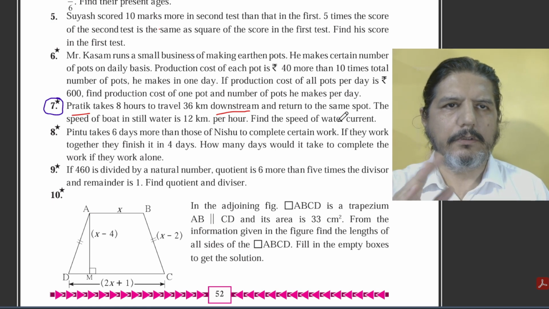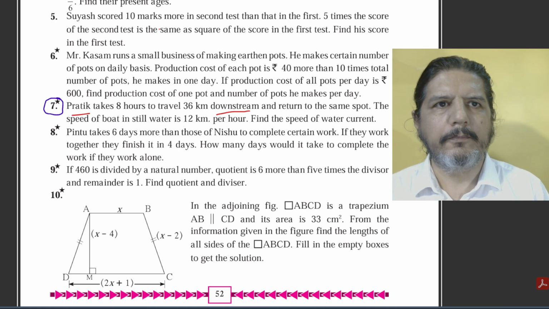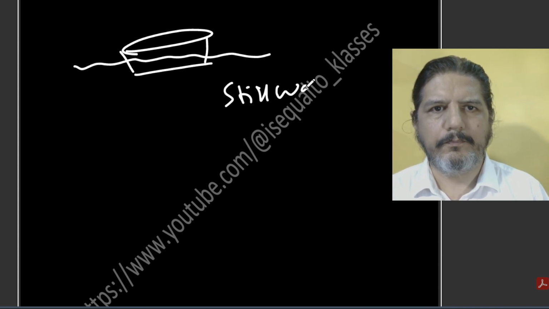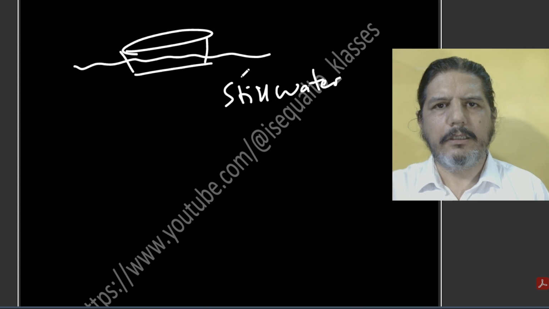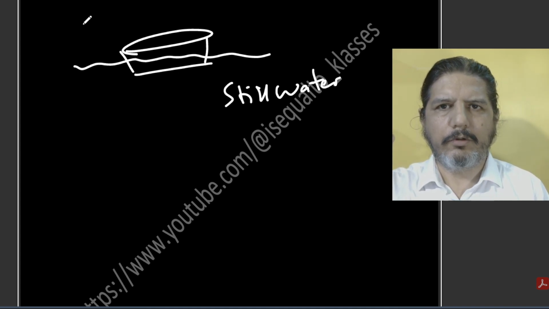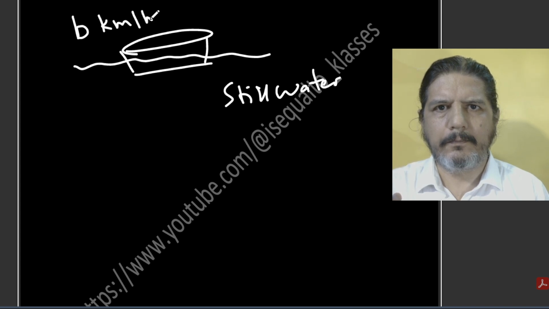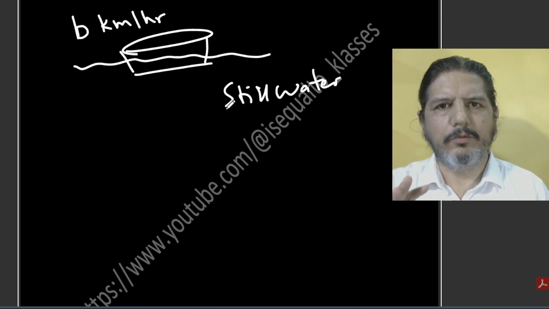So there are actually four things that you'll have to understand whenever you see a boat problem like this. The first thing that we need to understand is that there is something called the speed of the boat in still water. So this will be still water, and there will be the speed of the boat in still water. For ease, let me call it b kilometer per hour. So this is the first thing that you need to understand.